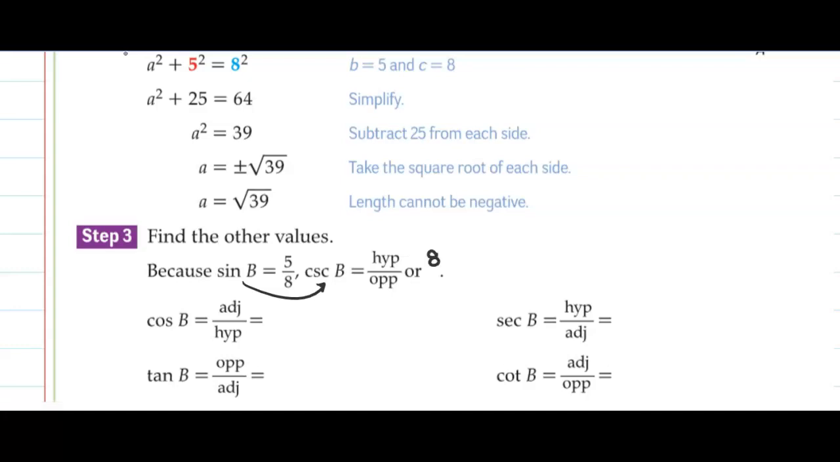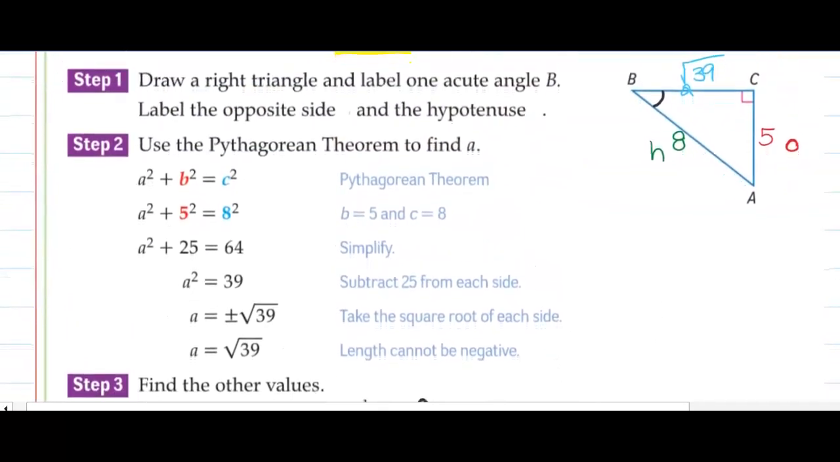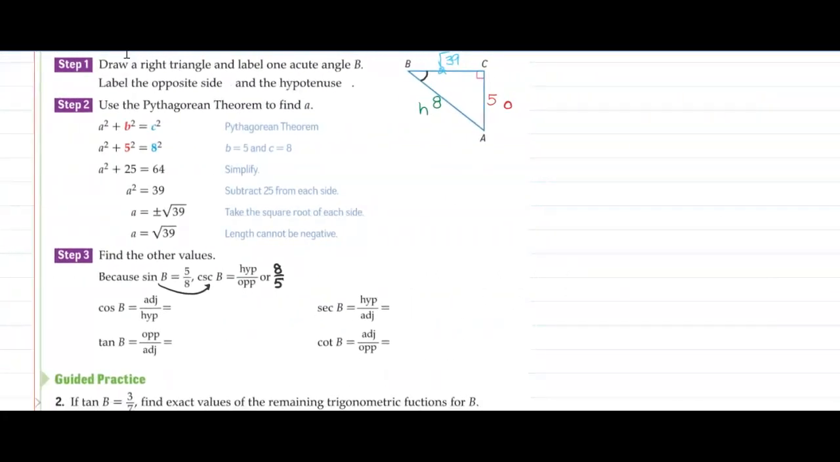So now we just put 8/5 for the cosecant. But the other ones are going to involve the adjacent side, so we really needed to figure that out. For the cosine, that's going to be the adjacent, which is radical 39, over the hypotenuse of 8. The tangent, actually before we do that, let's go ahead and flip it for the secant. That would be 8 over radical 39, but that's a problem. We can't have a radical in the denominator, so we multiply by radical 39 over radical 39, and our final answer is 8 radical 39 over 39.